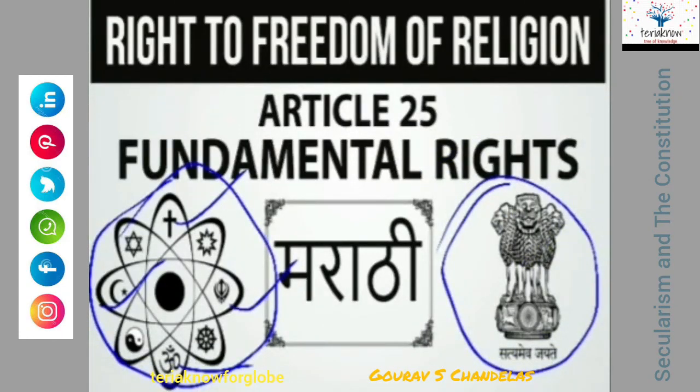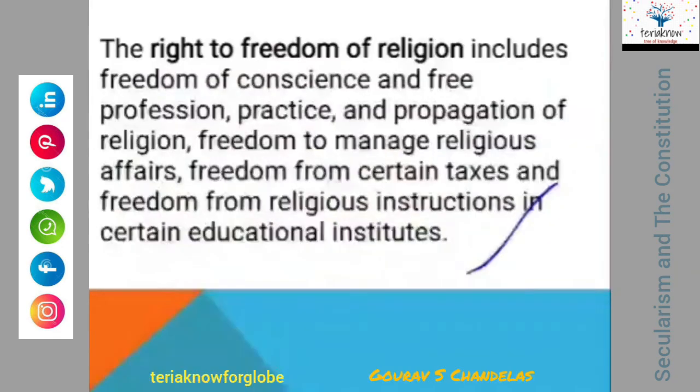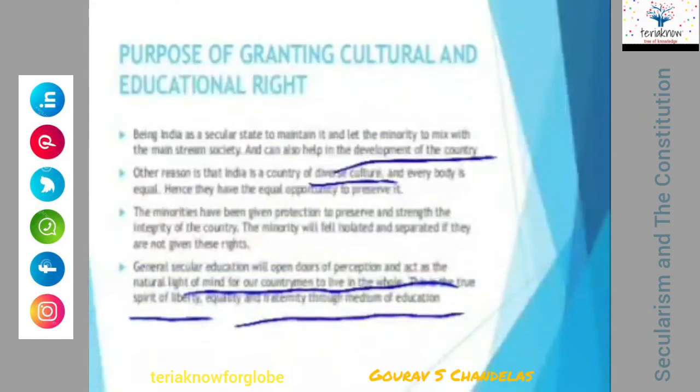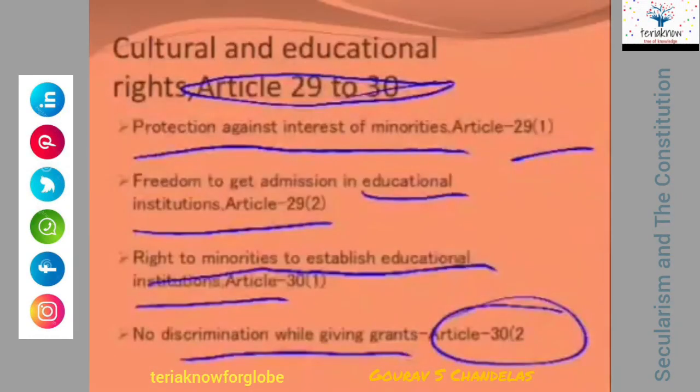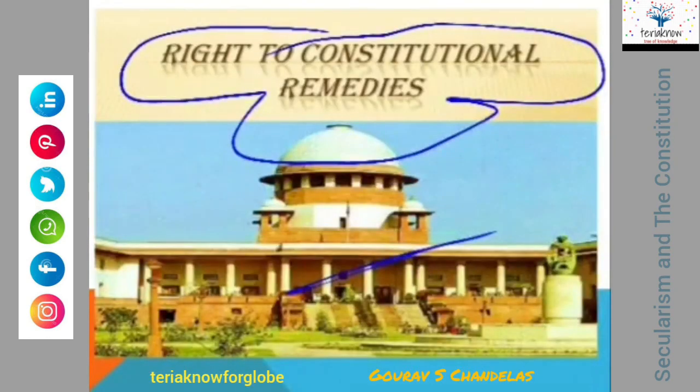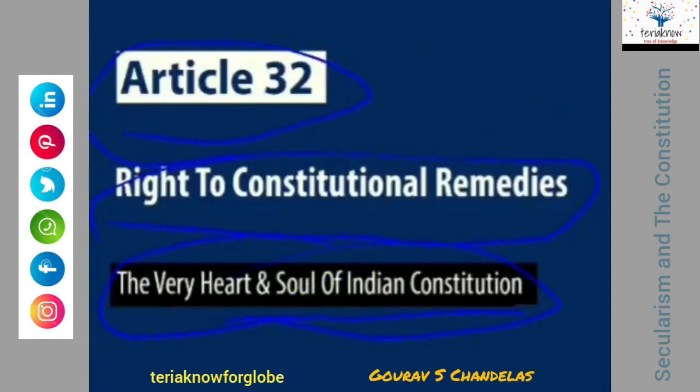Then we talked about the right to freedom of religion, Article 25. Then we talked about cultural and educational rights, that is 29 to 30. Then we talked about the right to constitutional remedies. It is under Article 32. Okay, so in this way we have completed our topic, that is fundamental rights.